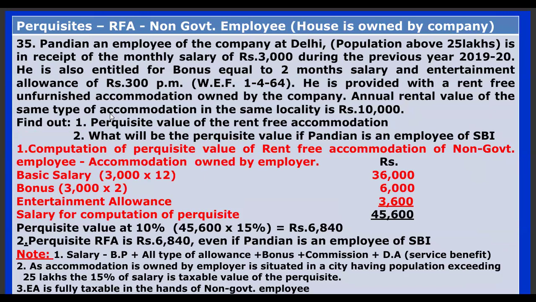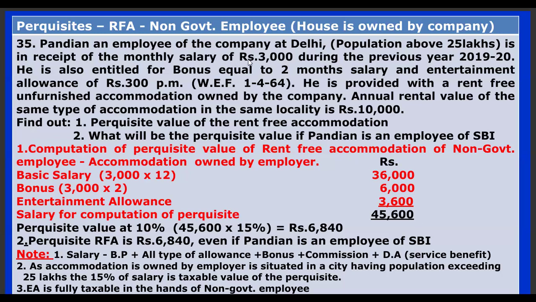Take another example. Pandian is an employee of a company at Delhi. First, Delhi is a metro city. The population is 25 lakh and he has a monthly salary of 3,000. He receives a bonus of 2 months every year and an allowance of 300 per month. He is provided rent-free accommodation owned by the company at a rental value of 10,000. Now let's find out first unfurnished and then furnished.